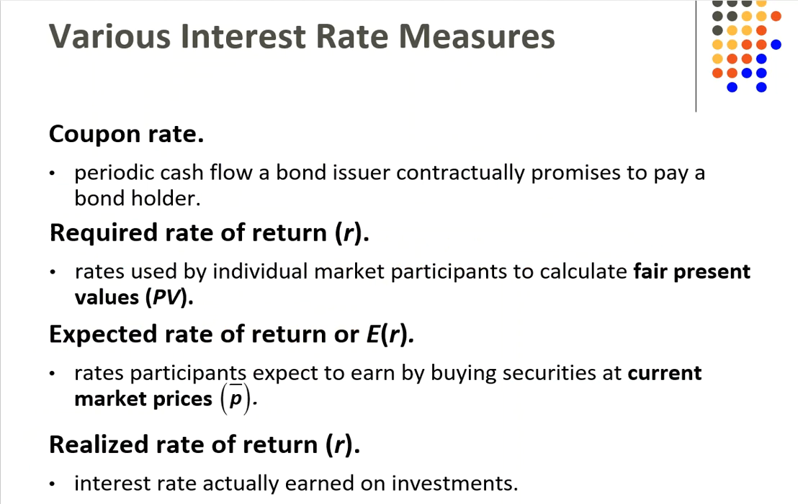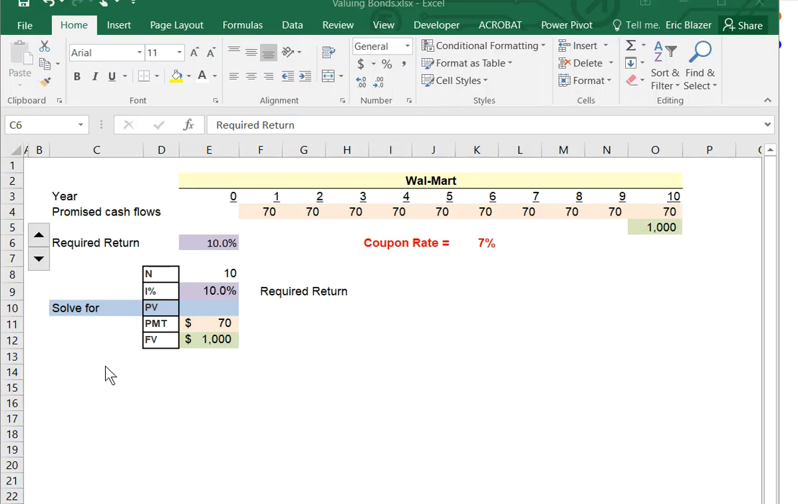Next, let's consider the required rate of return. That's the rate used by individual market participants to determine the fair market value of the bond, or what they would be willing to pay for it. The required rate of return is essentially a nominal interest rate that's going to reflect the time value of money and any default premiums or other types of premiums associated with the company borrowing the money. Let's assume that investors are willing to lend money to Walmart at a 10% interest rate. In other words, they have a 10% required rate of return.